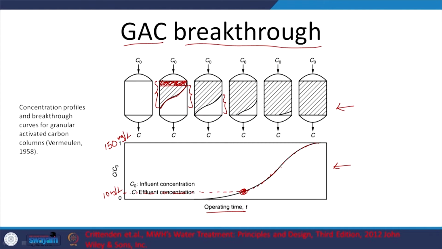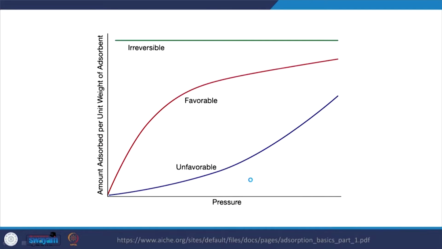But what will decide the shape of this particular tail, if I may call that, or the shape of this particular breakthrough, right? Let us look at that aspect. Before we go further, I guess we did look at it in the context of some of the other aspects with respect to the isotherms. Typically, we have favorable and unfavorable isotherms. So, here it is Q, the amount adsorbed per unit weight of adsorbent, and here pressure, but we will look at it in terms of concentration in the liquid, right.